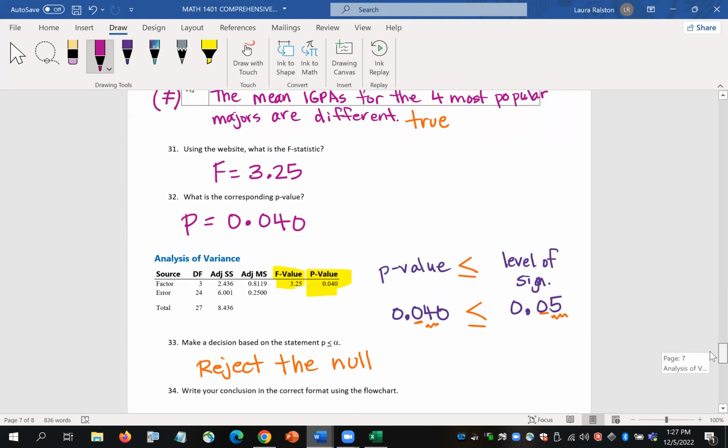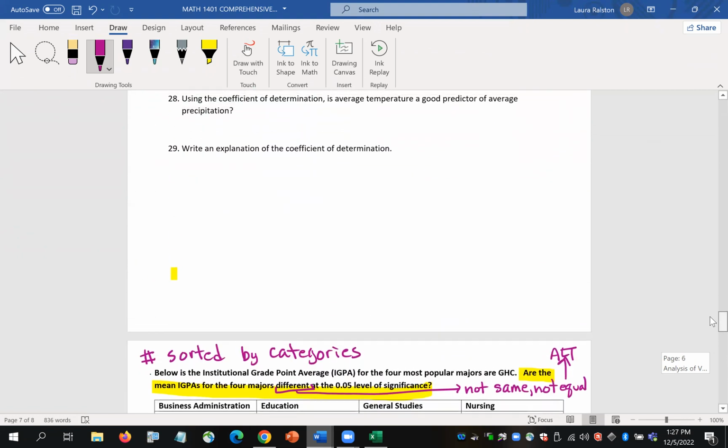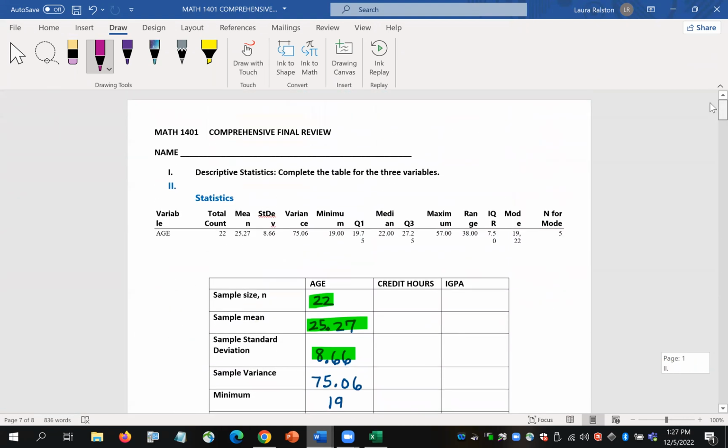And that's the last question. That's the last scenario grouping on the review for the final exam. Do you have other questions?